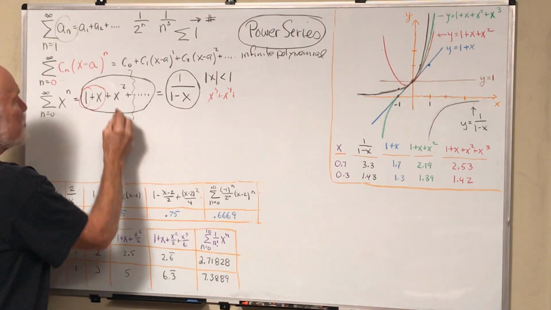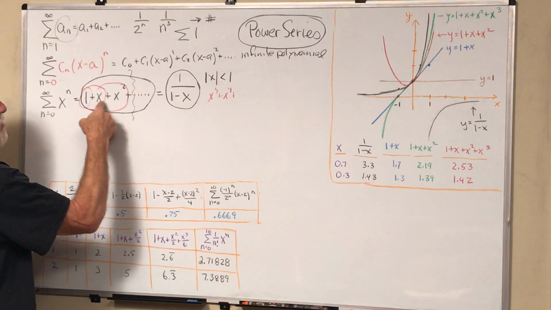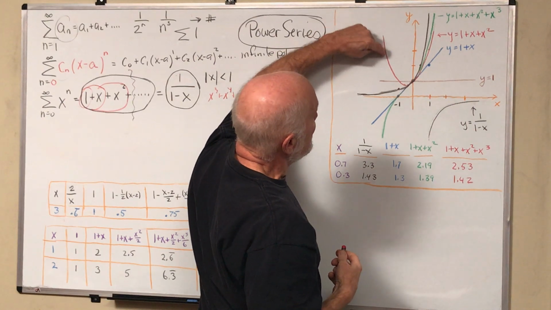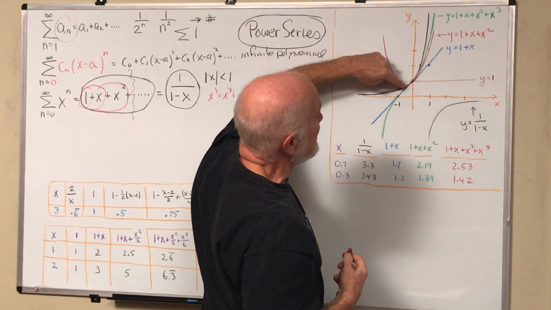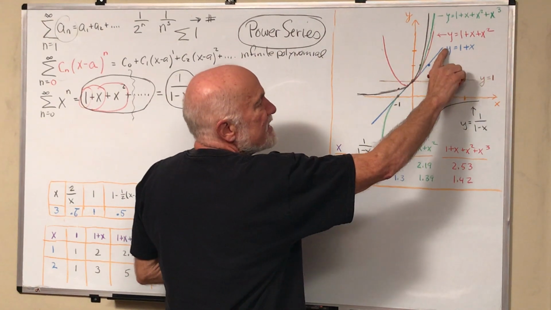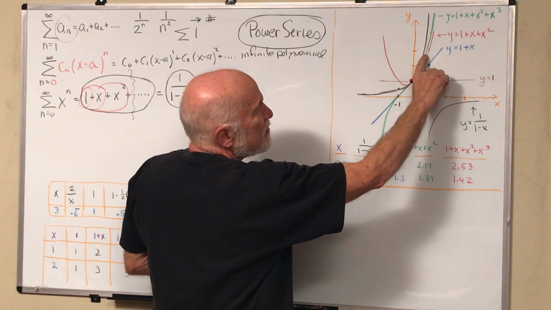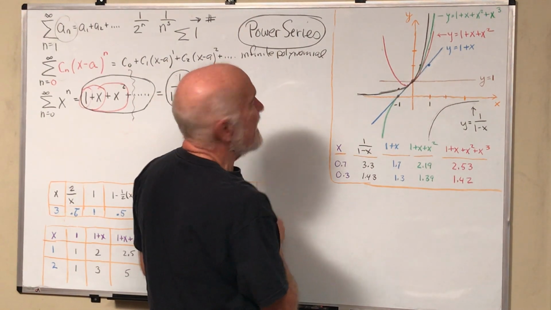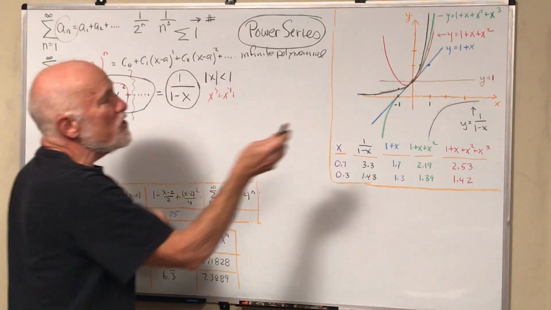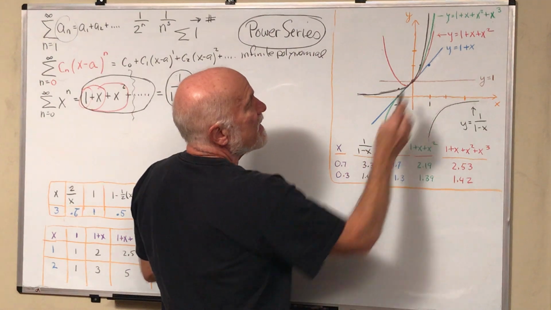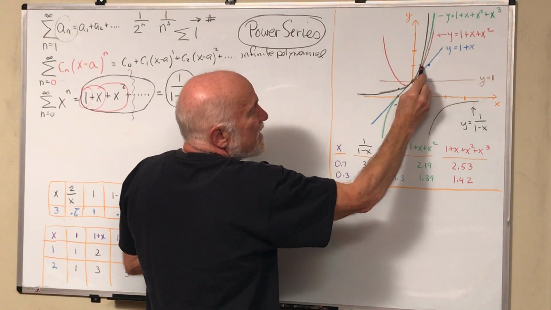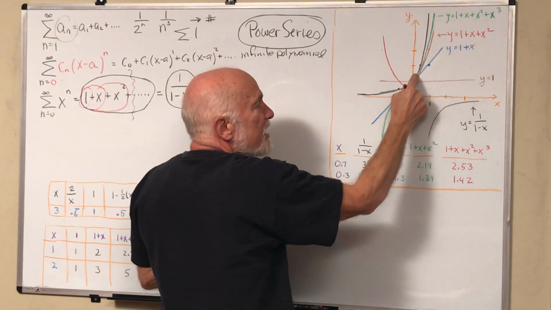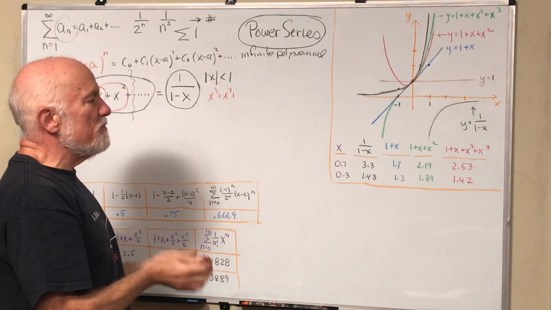Well, what if you take one more term? Now you've got 1 plus x plus x squared. We've got a polynomial, I mean a parabola. So that's this red. And you can see because of the curve, it does better than this straight line. It starts to get closer and closer to 1 over 1 minus x. And the more terms you add, so if I add an x cubed, then I get a cubic. And you can see this cubic can do a better job of hugging up against this black curve. So the more terms I take, the better it goes.